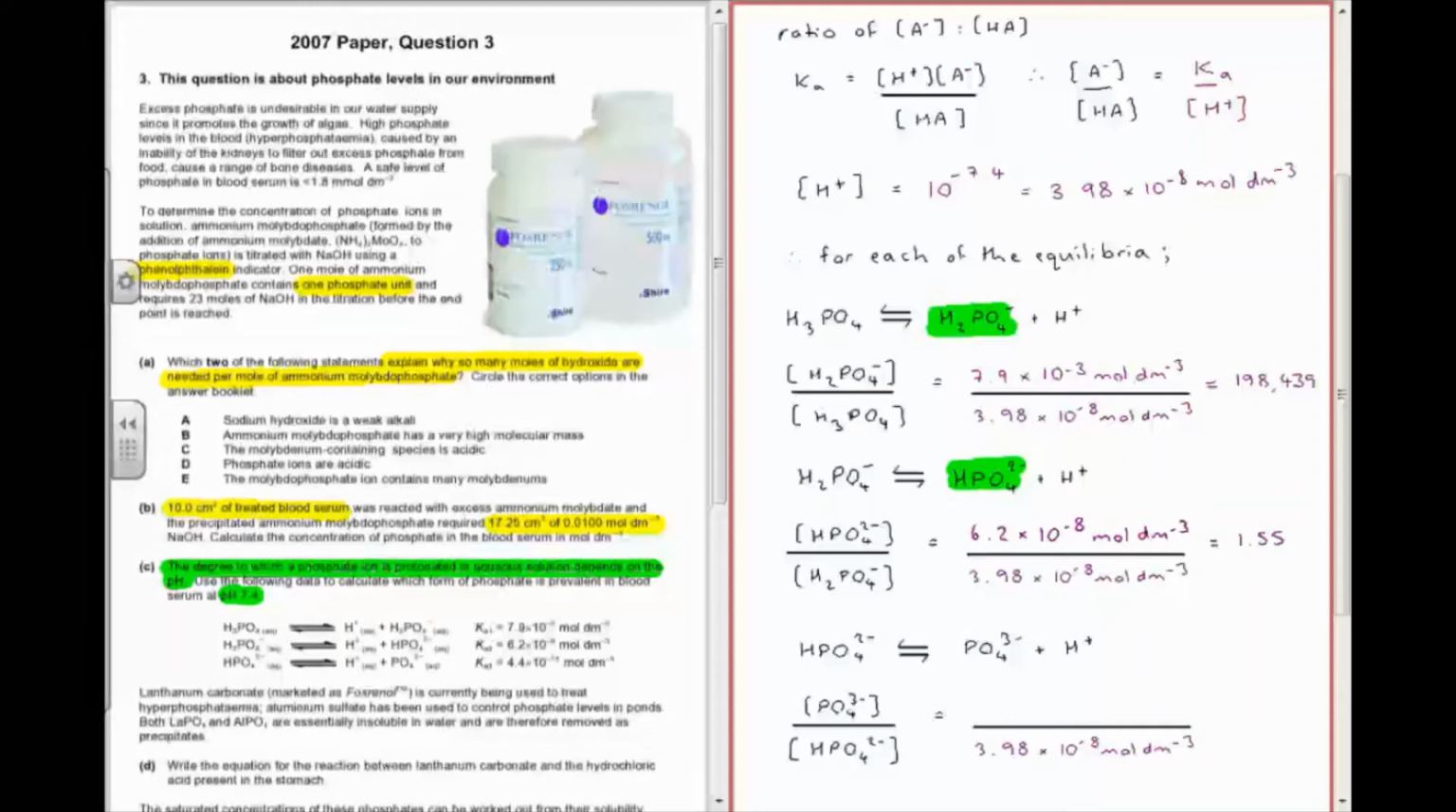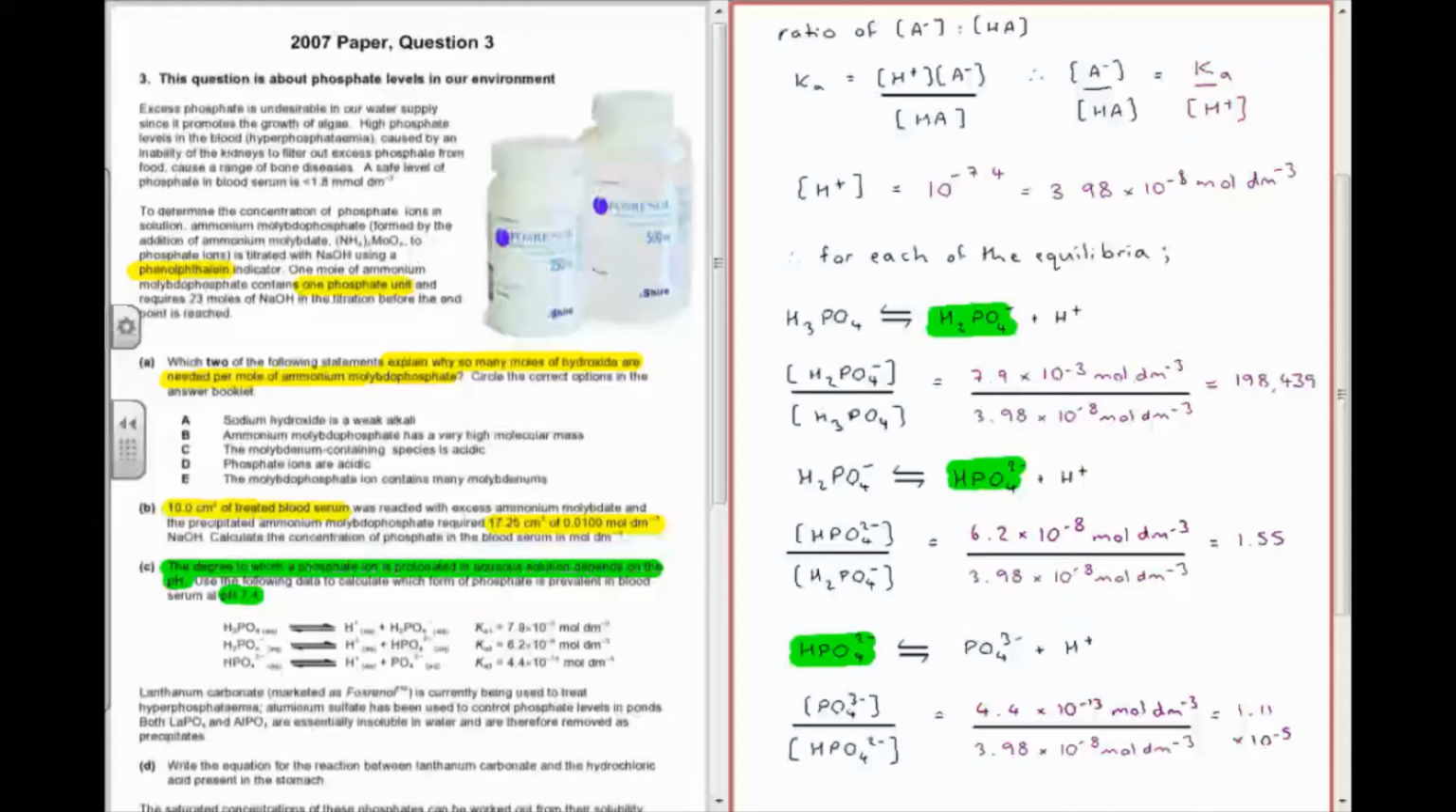Finally then, looking at the last dissociation, Ka3 is given as 4.4 times 10 to the minus 13. If we do this calculation then, we find that the ratio of the deprotonated to the protonated form is equal to 1.11 times 10 to the minus 5. In this case, since the ratio is smaller than 1, we know that this equilibrium lies to the left-hand side and the HPO4 2- dominates.